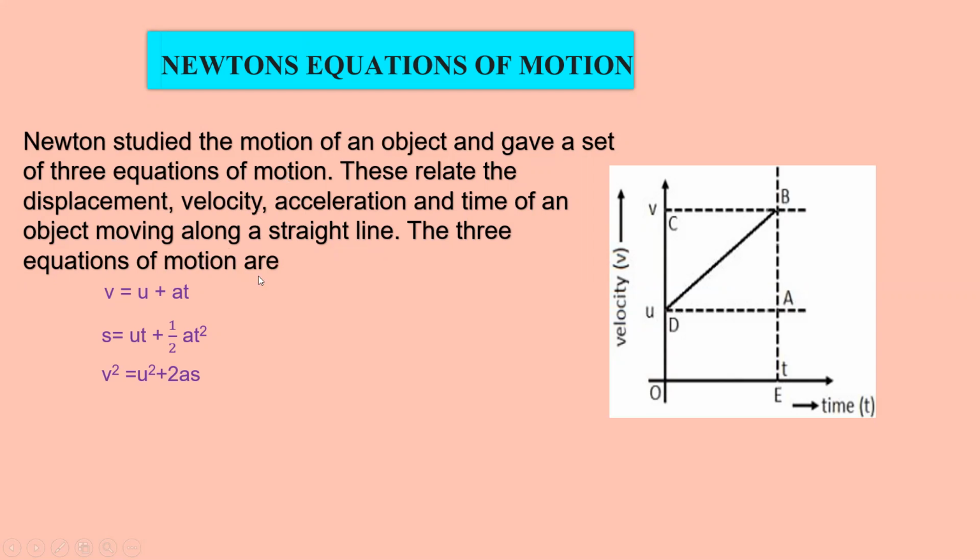The three equations of motion are v = u + at, s = ut + ½at², and v² = u² + 2as. These are the three equations of motion. We are going to derive all three equations by the graphical method.